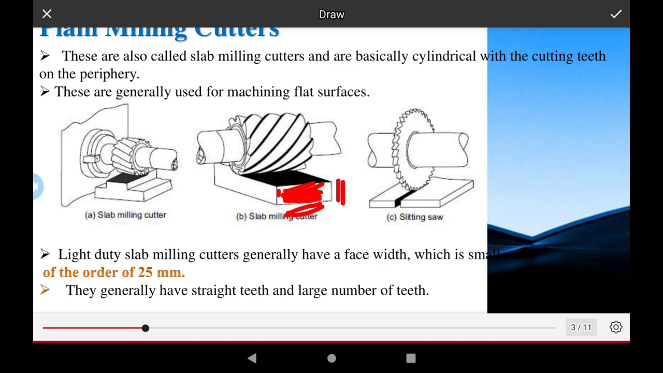They generally have straight teeth and a large number of teeth. Suppose this figure shows the straight teeth of the cutter, and these are the straight teeth. Okay, and this is the large number of teeth. This large number of teeth is used in these machines. This is known as multi-point cutting tool operation. Okay, and the large number of teeth is used in this operation.